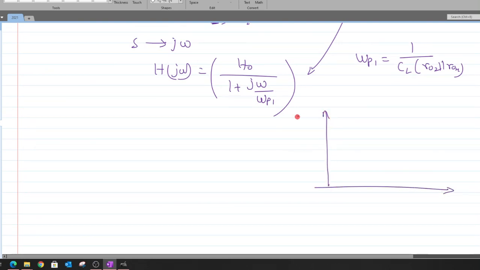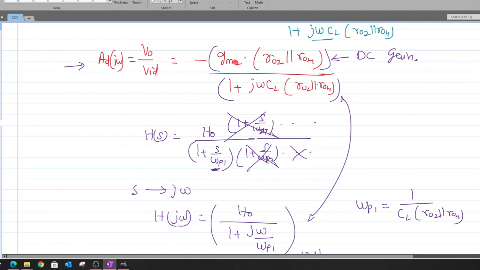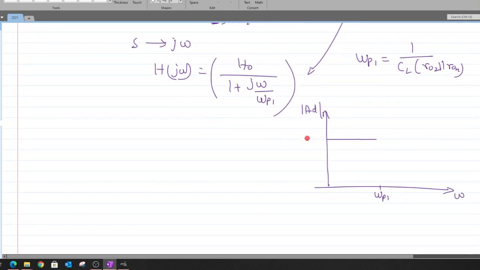We have plotted the magnitude of our differential gain with respect to frequency, and at omega p1, till the frequency of this omega p1, one could approximate the gain of the circuit to be constant, and that value we can make equal to this quantity, which I am writing as just H naught. Once I reach this particular frequency, equal to omega p1, the gain would start degrading at a rate of minus 20 dB per decade. So this is the concept that we have learned, and generally this omega p1 defines the bandwidth of the circuit.